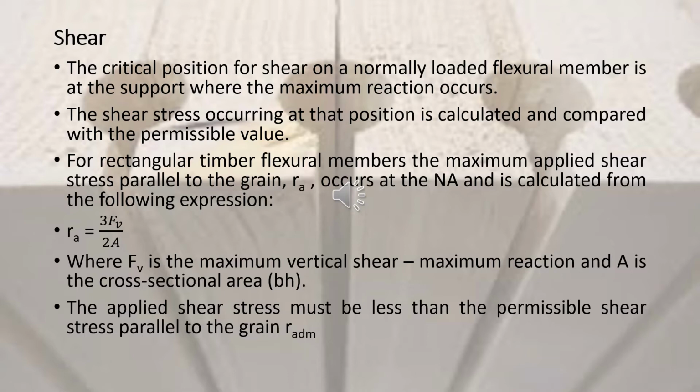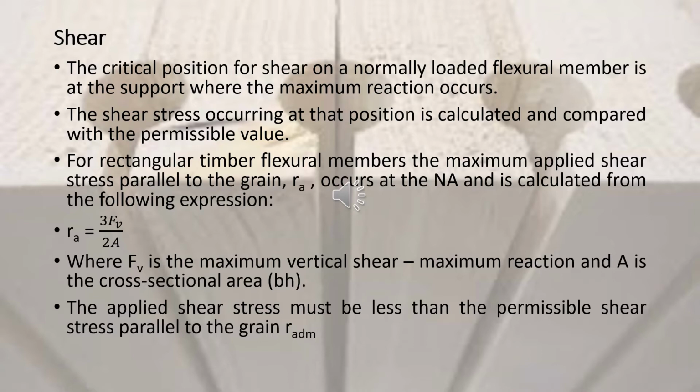For rectangular timber flexural members, the maximum applied shear stress parallel to the grain, τA, occurs at the neutral axis and is calculated using the following formula. That is, τA is equal to 3 times the shear force divided by 2 times the cross-sectional area.